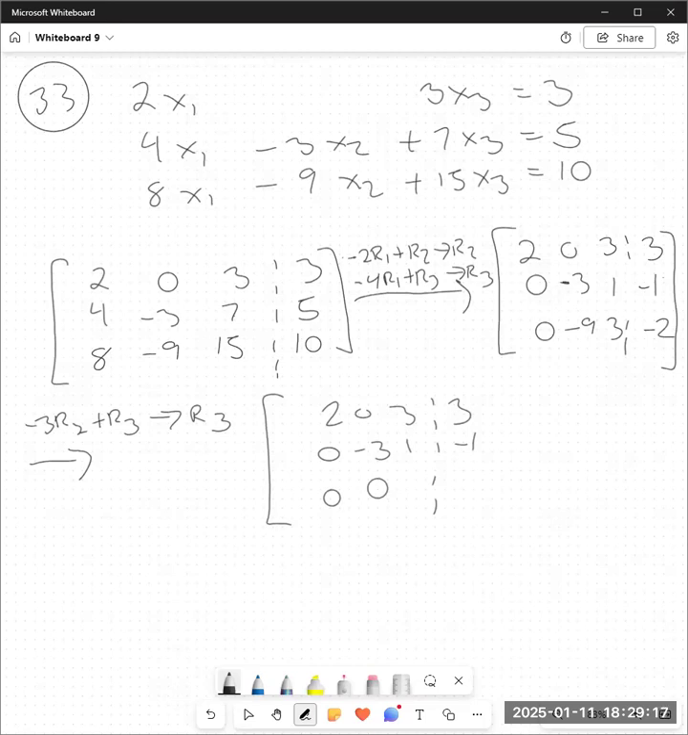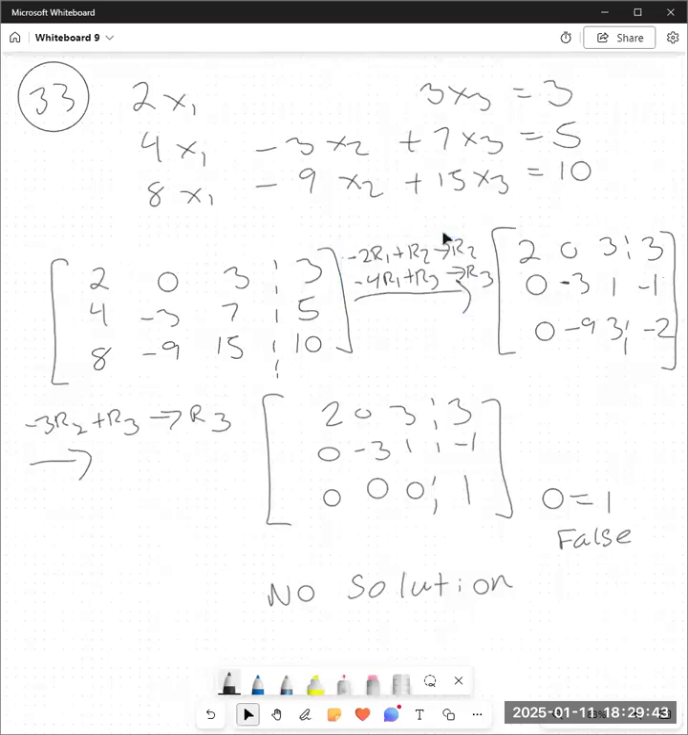Negative 3 times 1 is negative 3, plus 3 is 0. Negative 3 times negative 1 is 3, plus negative 2 is 1. This last equation here says 0 equals 1, which is false, which means that there's going to be no solution to this equation because one of those equations is parallel to the other. There's no point of intersection of all three of them, is what that's telling me. So there's no solution there.